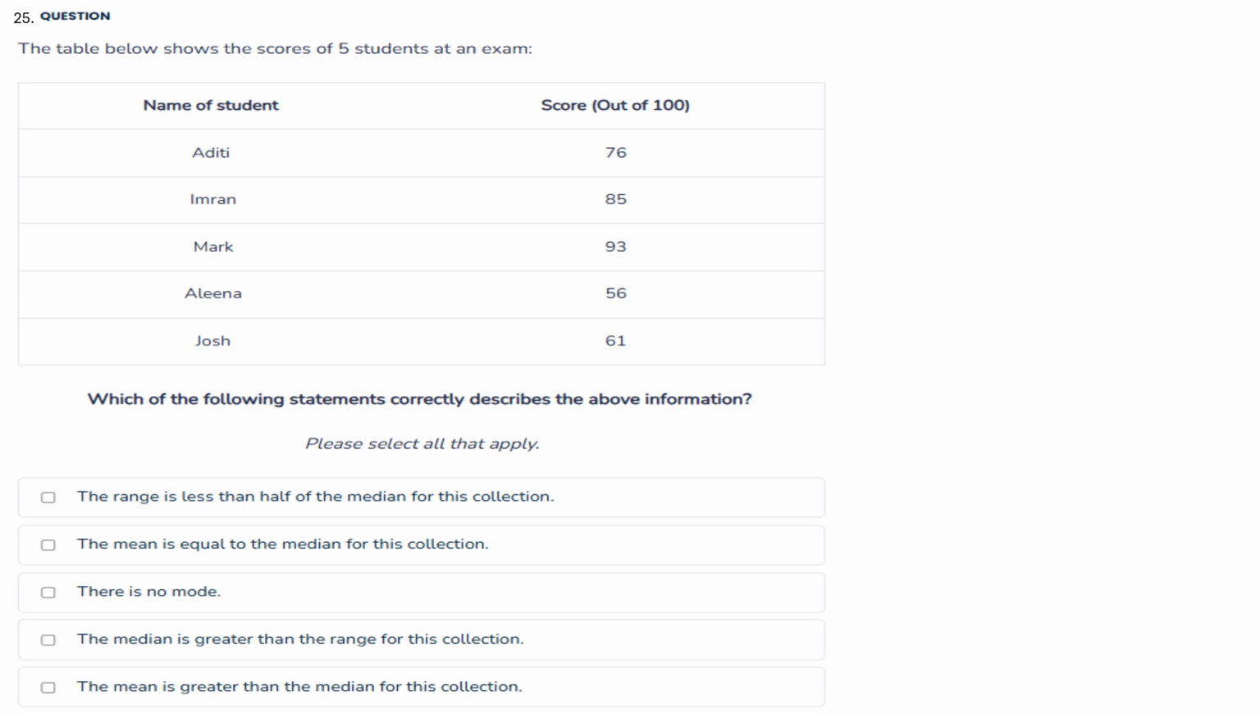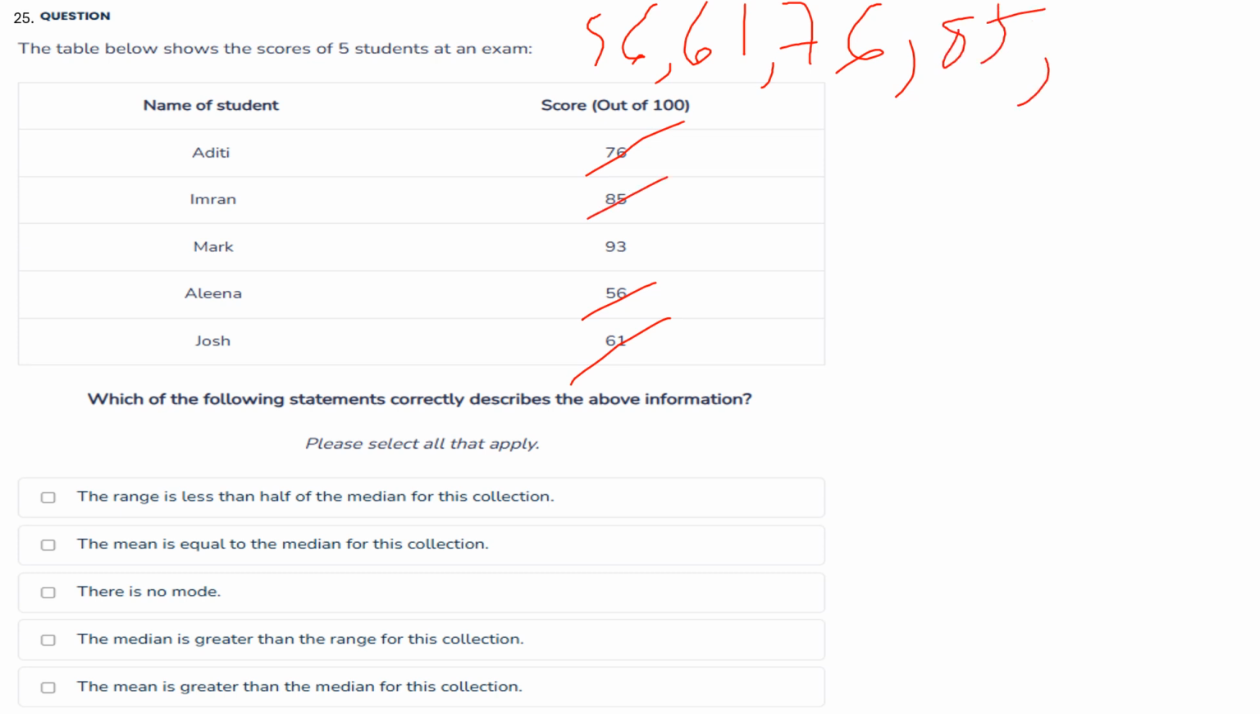So I'm dealing with numbers and range, median, mode, mean. So first thing I need to do is put my numbers in numerical order, starting with 56, 61, 76, 85, and 93. All right, so the mode is a repeating number. All of these numbers are unique. There are no repeating numbers. So we know that there is no mode.